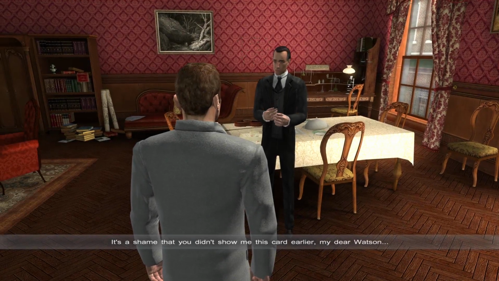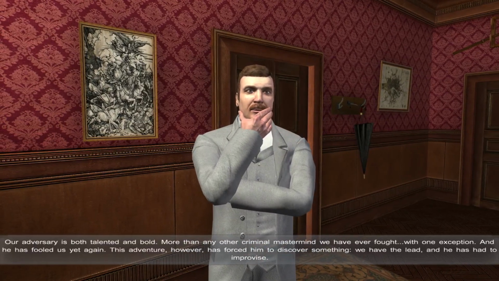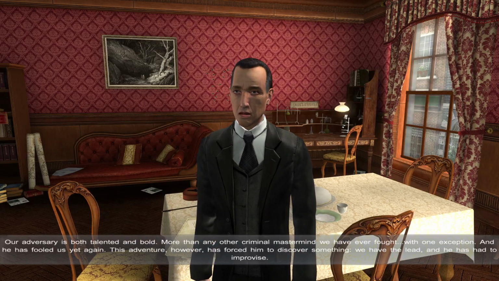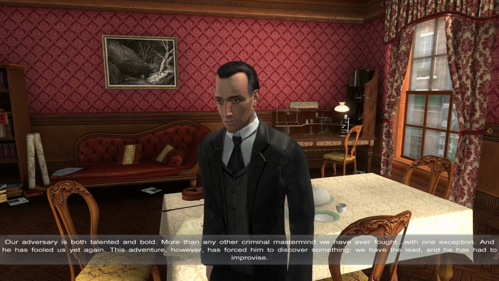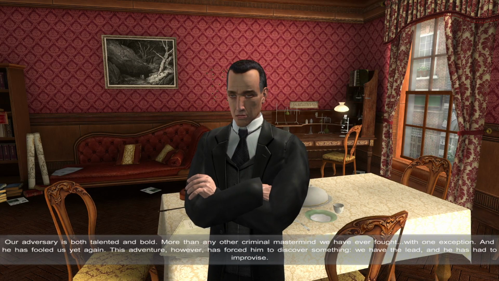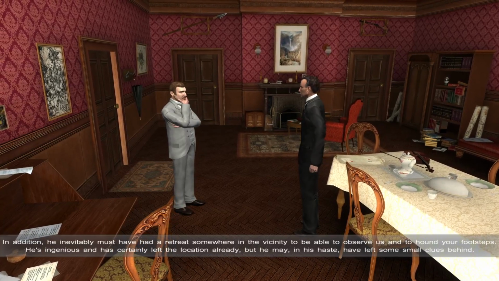It's a shame that you didn't show me this card. Hey, Watson. Our adversary is both talented and bold, more than any other criminal mastermind we have ever fought, with one exception, and he has fooled us yet again. This adventure, however, has forced him to discover something. We have the lead, and he has had to improvise. In addition, he inevitably must have had a retreat somewhere in the vicinity.